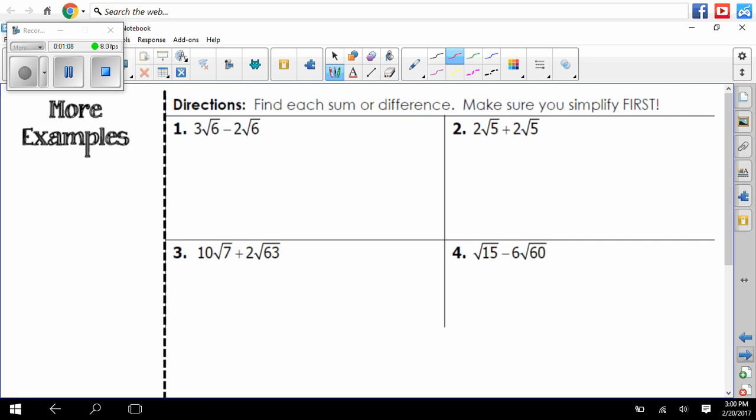Again, I'm going to do the odds in class and the evens. So on this one, they both have the same radical 6. So 3 of them take away 2 of them gives me 1 radical 6. Or you could just write it as radical 6.